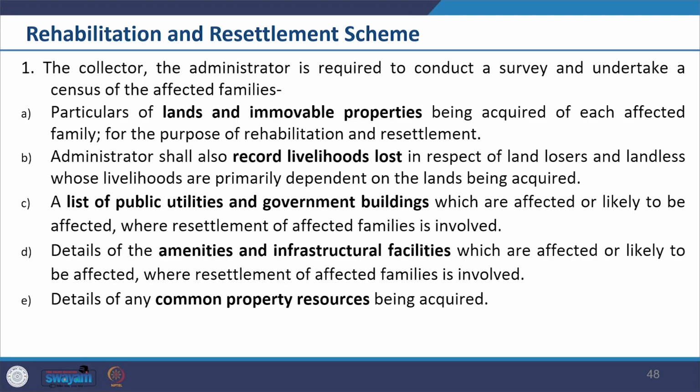And the administrator shall record livelihood lost. A list of public utilities and government buildings would also be made. Details of amenities and infrastructure facilities have also to be recorded. Details of any common property resource being acquired also need to be recorded. So you see the kind of loss we talked about and how this act is taking care of that.